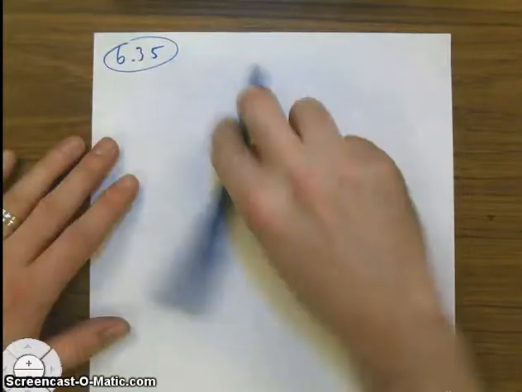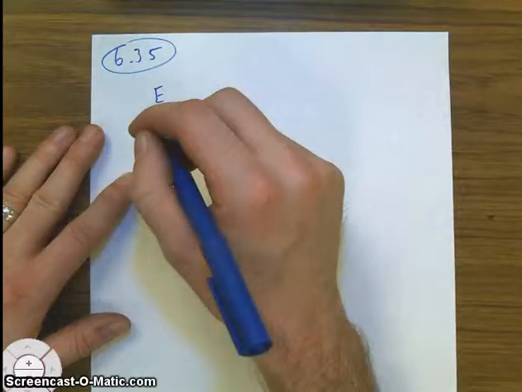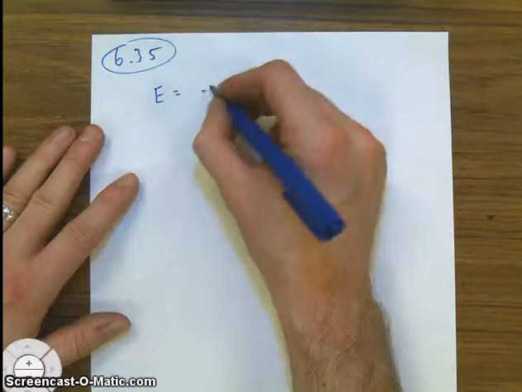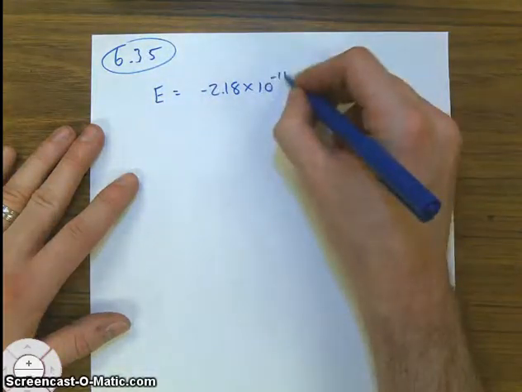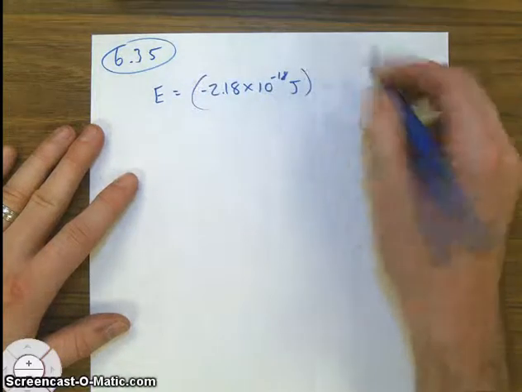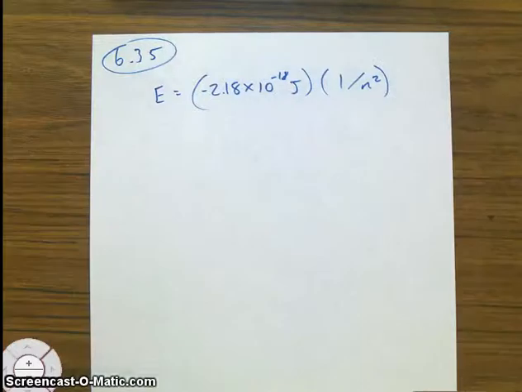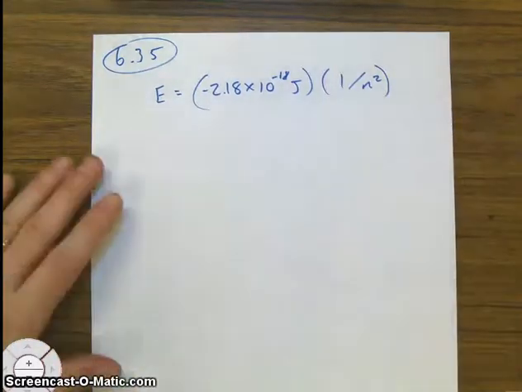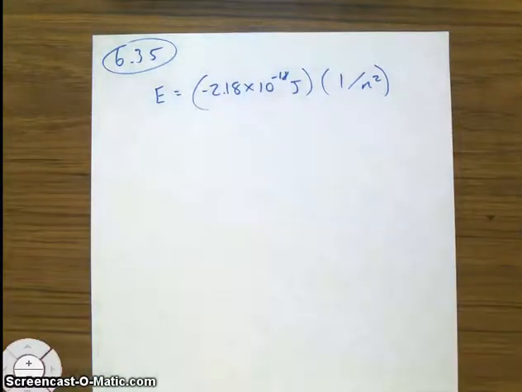Alright, there we go. So 6.35, the equation that they tell you to grab is 6.5 from the chapter, and that would be E equals negative 2.18 times 10 to the negative 18th joules times 1 over n squared. That gives you the energy when you're at a specific quantum energy level in an atom. In the question, they tell you it's going from n=2 to n=6.